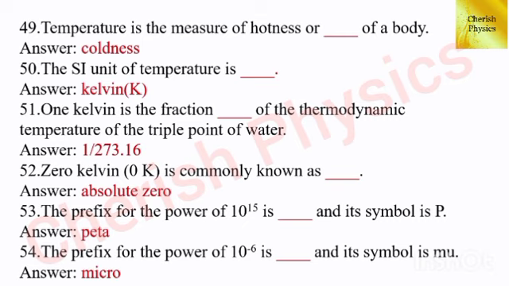The prefix for the power of 10 to the power 15 is Peta and its symbol is P. The prefix for the power of 10 to the power minus 6 is Micro and its symbol is mu.